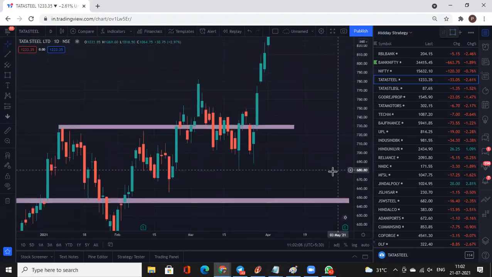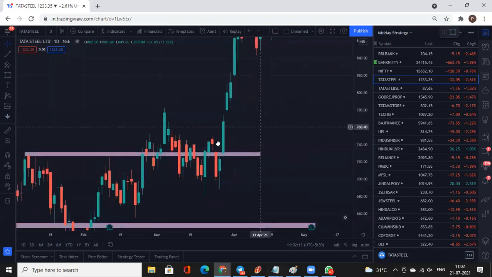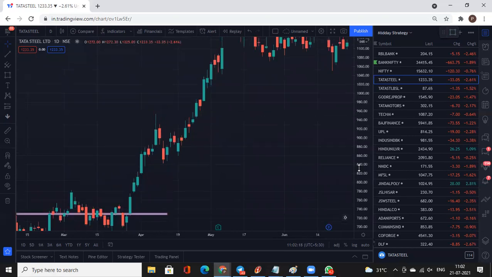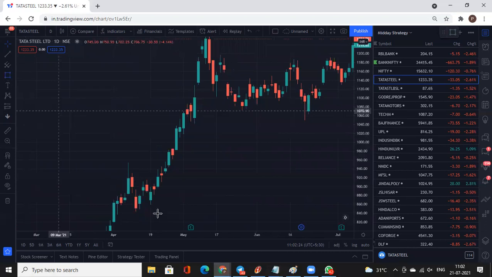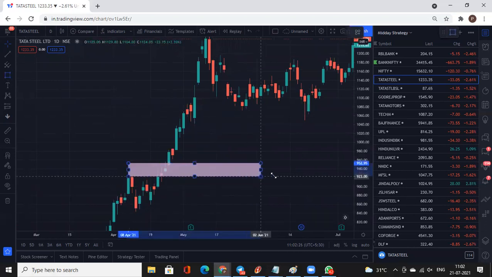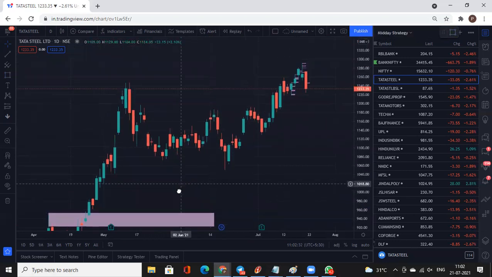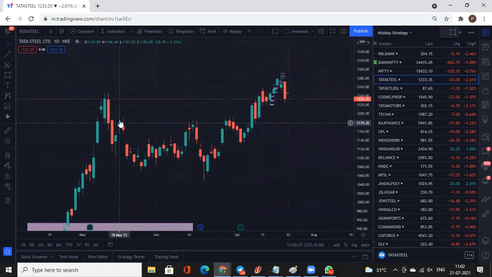We are done, guys. See how nicely after breaking this, it gives good moves, but there were bad moves too. But if you are a positional trader, you would have been holding it like this. This is another area. It gave me a resistance. Again, it went up. This is not the resistance area. A series of highs, and then there is a low. So there is another resistance area.